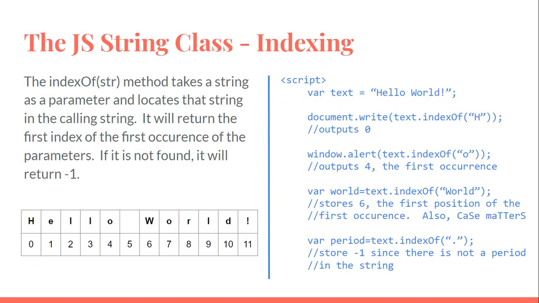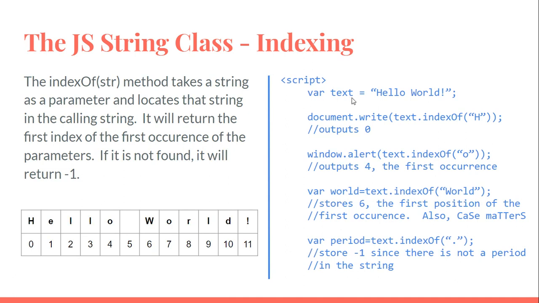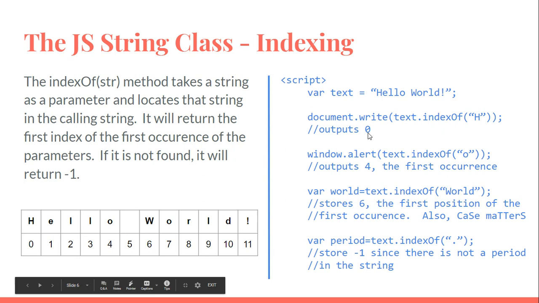Okay, the indexOf method takes a string as a parameter and locates that string in the calling string. It's going to return the index of the first occurrence. If it's not found, it will return -1. So I've got a string here, hello world, of length 12, counting from 0 to 11. I'm going to store that in a variable text. If I do window.alert(text.indexOf("H")), with a capital H, it finds the first occurrence of a capital H, which is right here at index 0. So this will output 0.